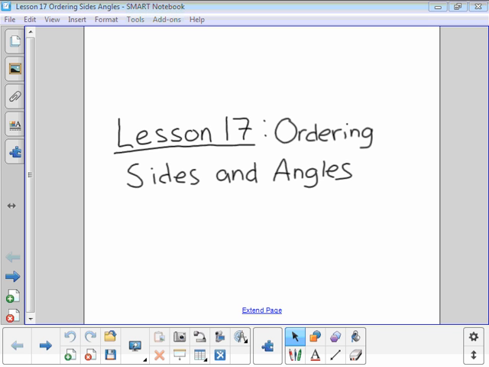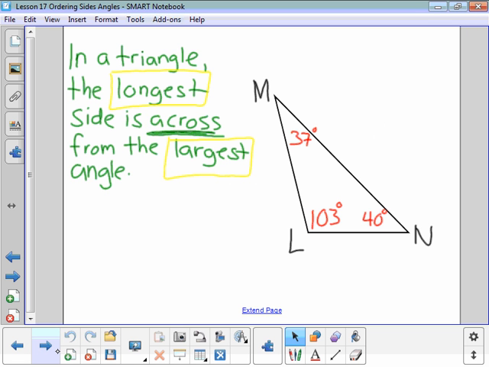We're going to start our next unit, and in this unit we're going to talk about some inequalities that exist in triangles. And we're going to start first by ordering the side lengths of triangle sides and the angle measures of the triangle angles. So in any triangle, the side that has the longest measure is always going to be across from the angle that has the largest measure.